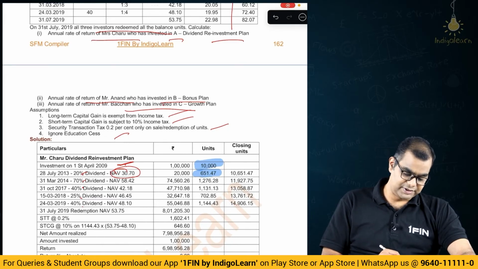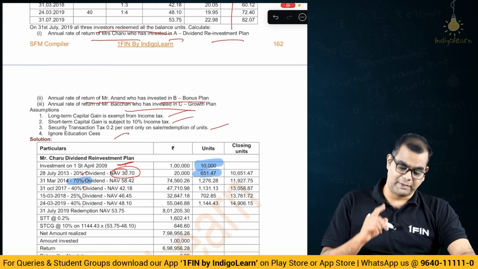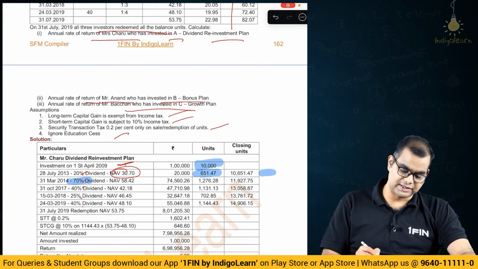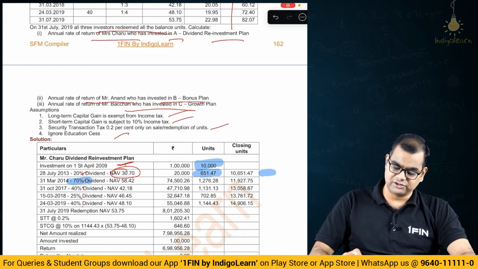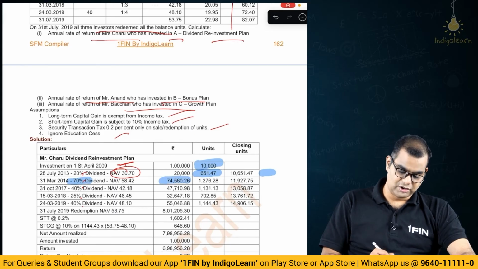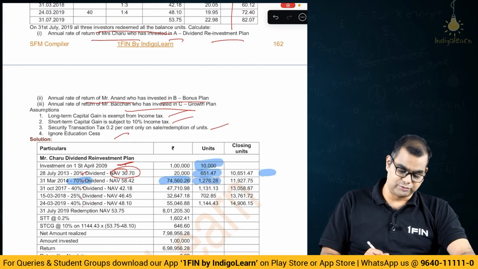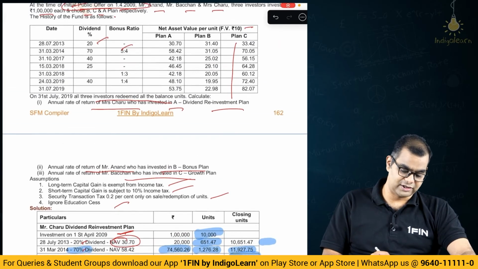Like that, 70% dividend, which is 7 rupees on 10 rupees, multiplied by your closing units, which is 10,651.47, you get 74,560.26. Okay, that is reinvested at what rate? At 58.42, divided by 58.42, you will get 1276.28. So, these are the units that you get. Like that you make a chain and finally compute the total number of units that you have, which is 14,906.